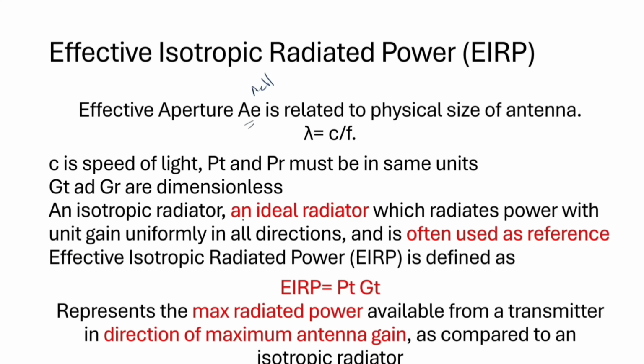An isotropic radiator is an ideal radiator which radiates power with unity gain uniformly in all directions. That's why it is called the reference antenna. So EIRP is equal to PT multiplied by GT, and it represents the maximum radiated power available from the transmitter in the direction of maximum antenna gain. And this is compared with an isotropic radiator. That's why EIRP is a very important term in antenna design.